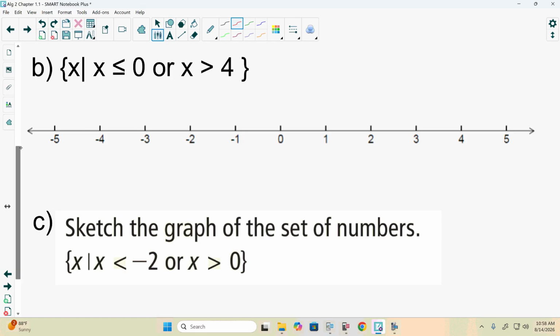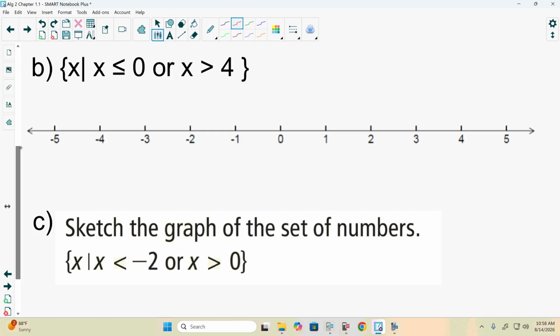Let's look at B. The set of all real numbers such that x is a part of the real numbers, such that x is less than or equal to 0, or x is greater than 4. Now, this is what we call a compound inequality, which for us doesn't mean a whole lot, because ORs are nice. We just put everything on the graph. It's going to be either one, and we can look at them independently.